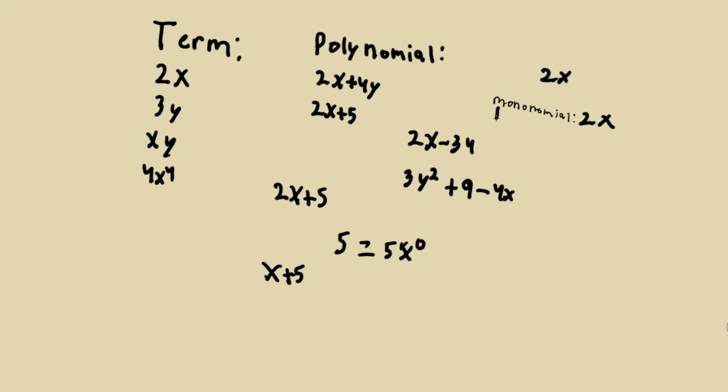And then there's a binomial, which is just like 2x plus y or 2x plus 5. Stuff like this. And then there's a trinomial, which is, let's say, 2x plus 5y minus 2. This is a trinomial. And then anything that's 3 or above is just a polynomial. Poly stands for many. So polynomial.